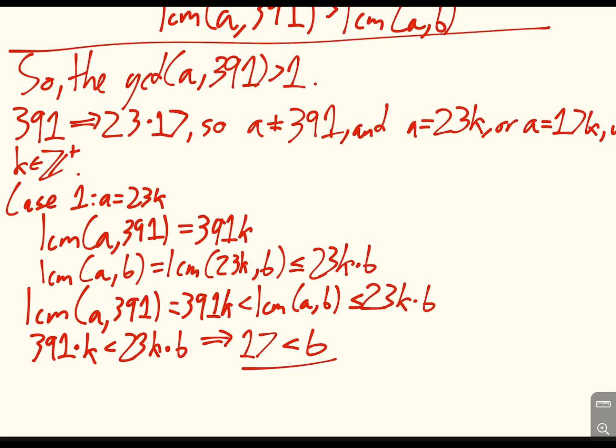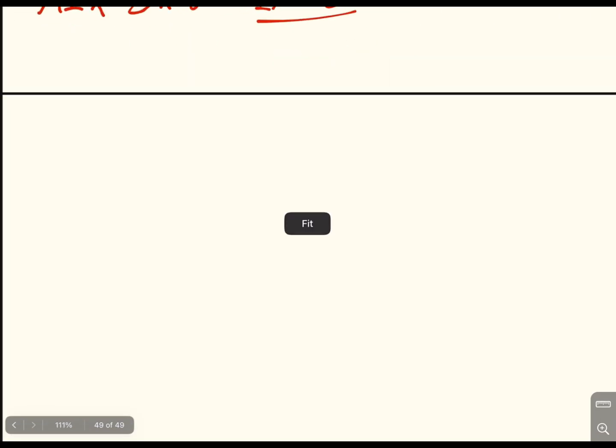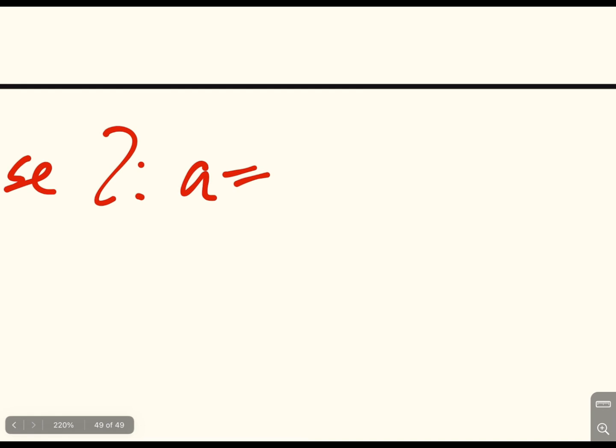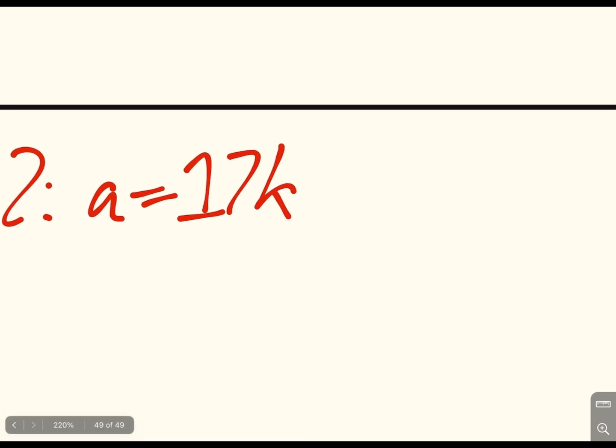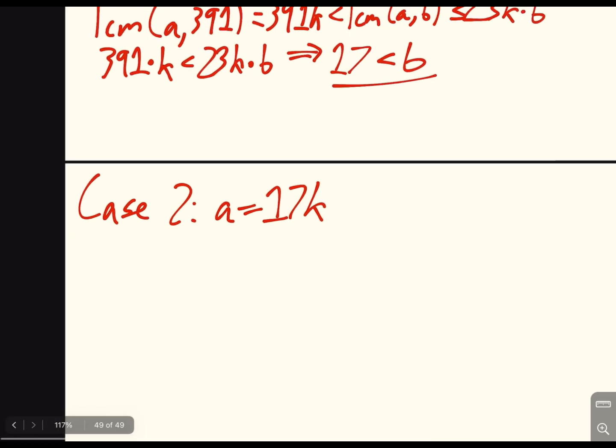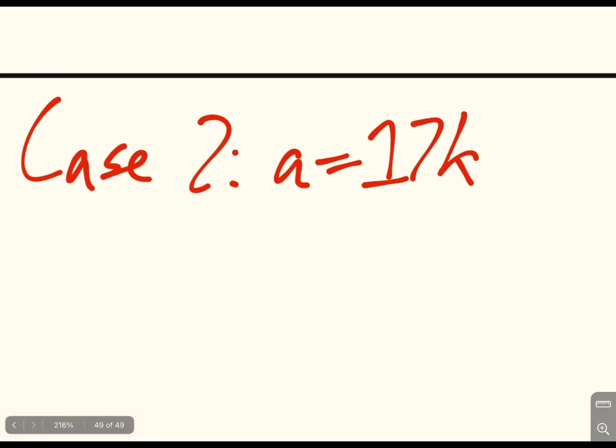When a is equal to 23 times k, we have that b is going to be strictly greater than 17. So then case 2, it's going to be when a is equal to 17k. And then we just kind of repeat the same process here.